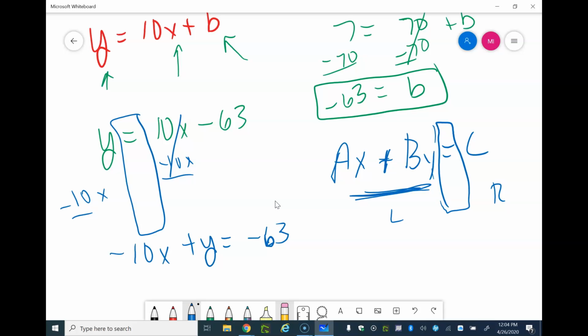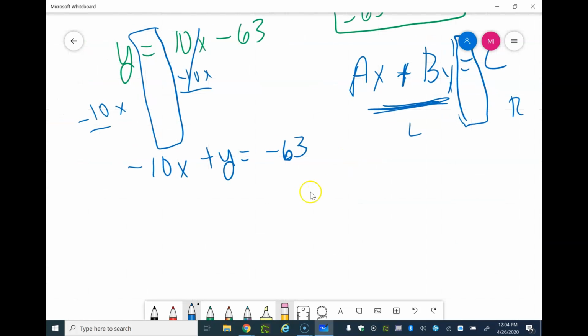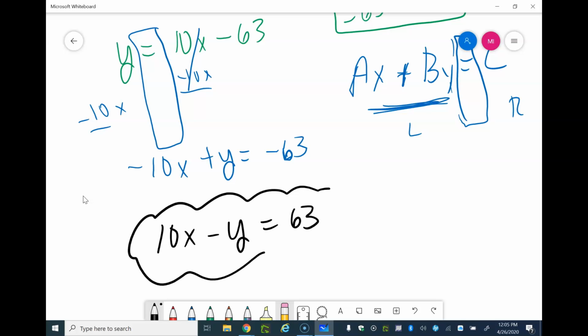And if you want to go ahead and change the sign, because normally we have the first term to always be positive, just go and change all the signs and flip them. Our final answer is going to be 10x minus y is equal to 63. So is it in that form? Ax plus by equals c. So that's what you need to do for these types of problems here.